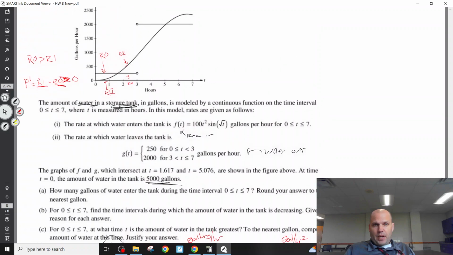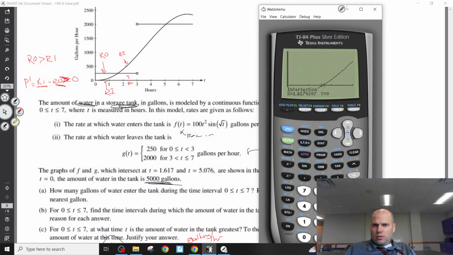Now you could look up here and you could say, oh, rate out is bigger than rate in again from 3 until 5.076, and boom, you say it's done. But let's just do what we also could do, which is change this rate out to 2000, change my interval to be 3 to 7. Don't look at your rates out at the same time. You separate them.